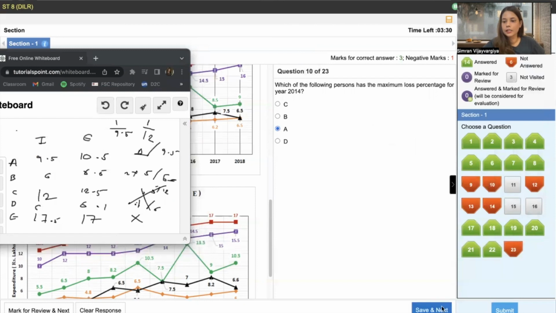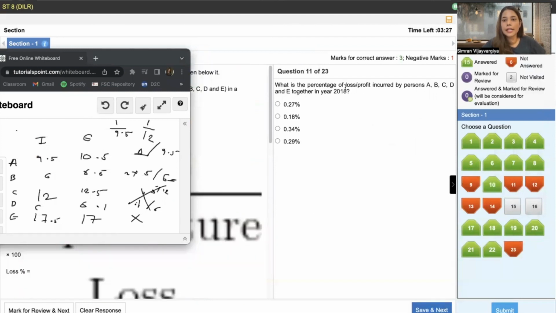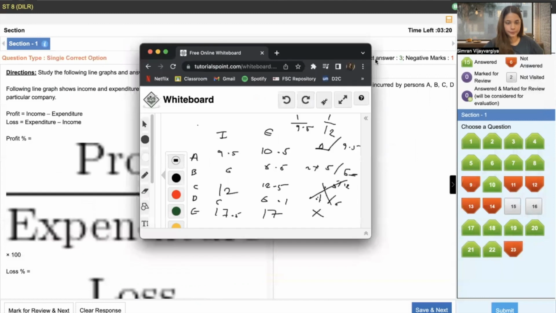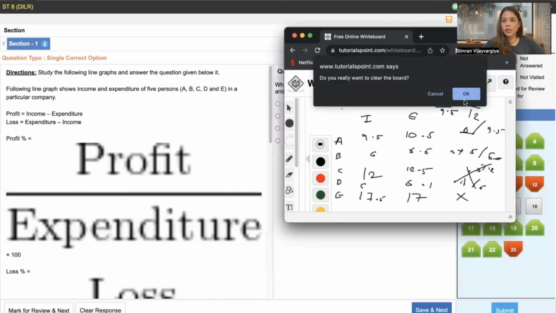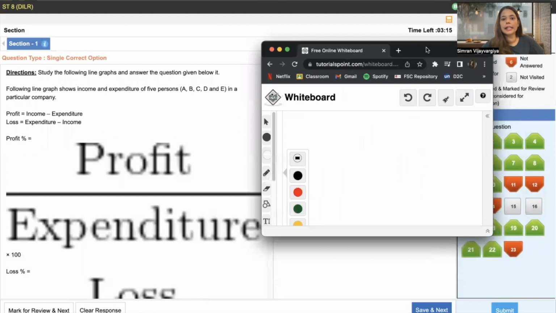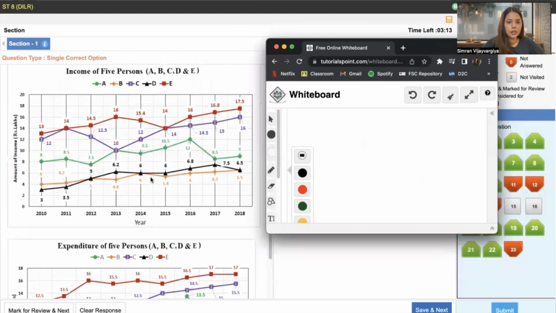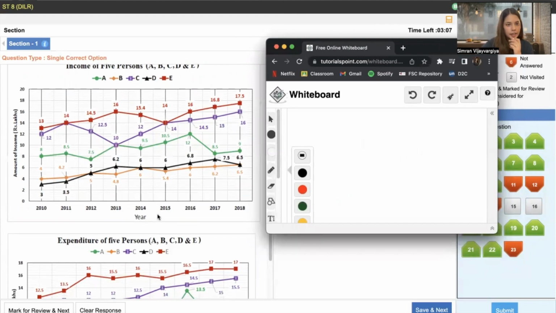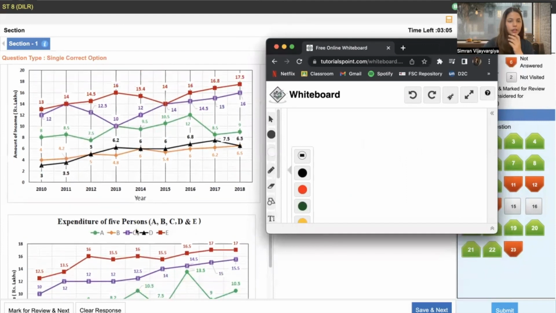A. Next question. What is the percentage of loss or profit incurred by persons A, B, C, D, and E together? Okay. In which year? 2018. Oh no, I think 15.5 to 16. Okay. I think I took a wrong number for this particular case, which is fine, but it is still out of comparison. Okay. Great.